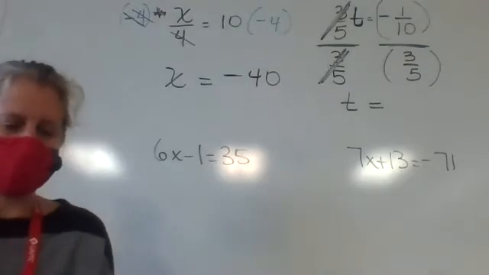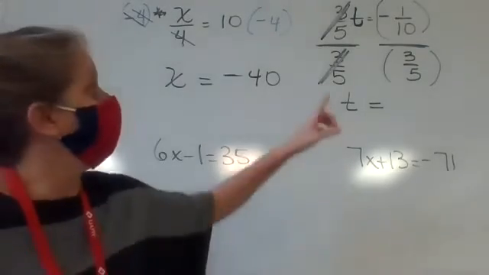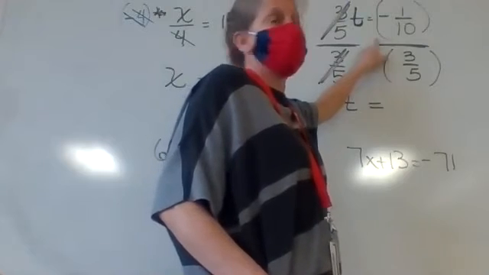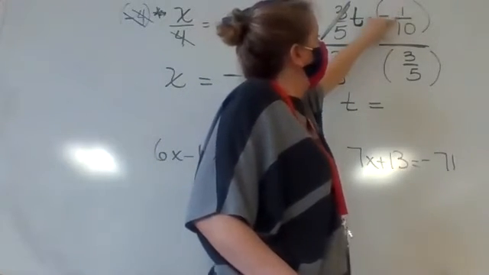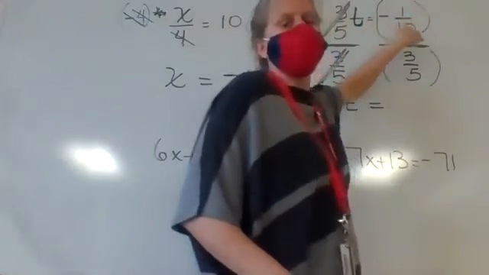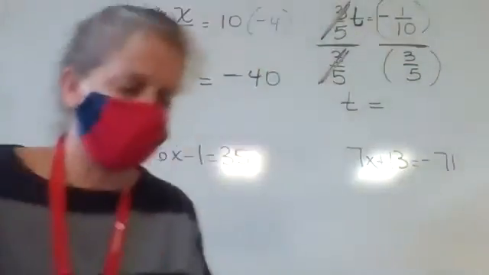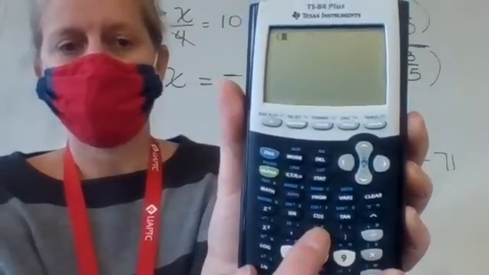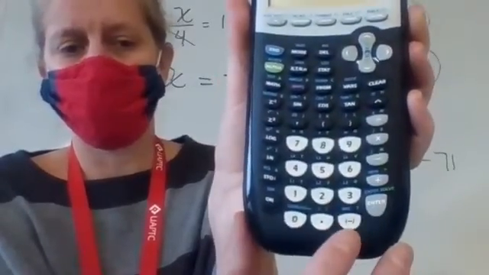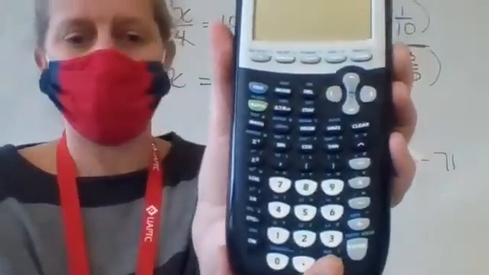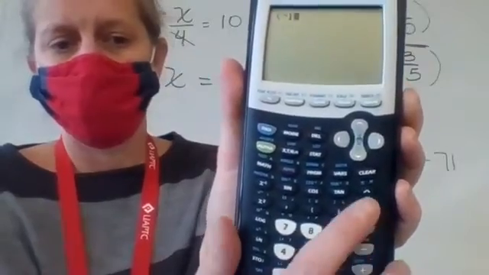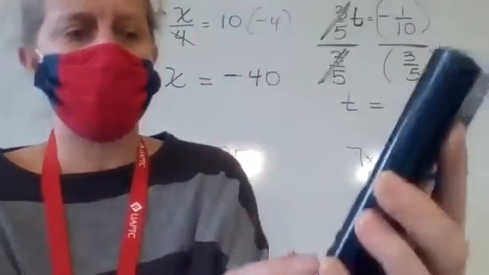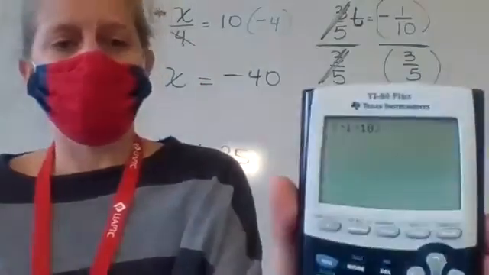So when I'm typing this in, we divided it, right? I'm going to do open parentheses, -1 divided by 10, close parentheses. Your open parentheses is right above your 8. Negative, remember that one's below the 3. So -1 divided by 10. And then I'm going to close it.